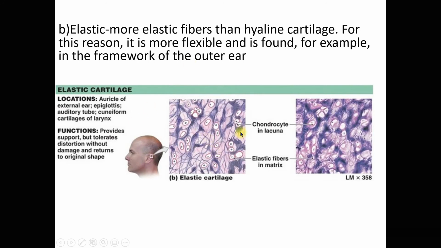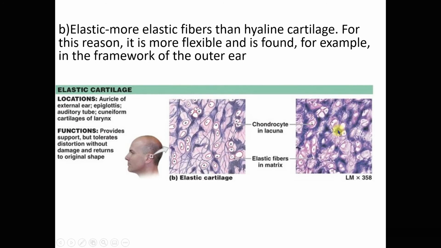So you can see this is the chondrocyte in lacuna. Each of the round white spaces is a chondrocyte in lacuna, where the chondrocyte is the black dot and the lacuna is the white space. And this is the elastic fibers in the matrix. Elastic fibers, many elastic fibers. So if you see a micrograph like this, you should know this is elastic cartilage.